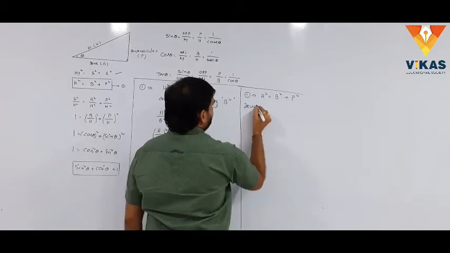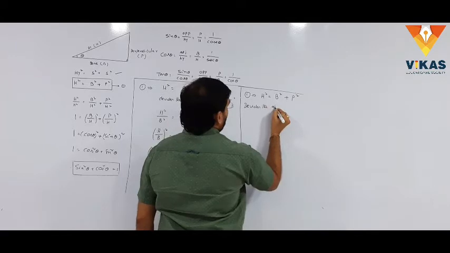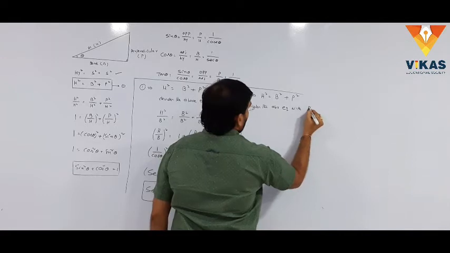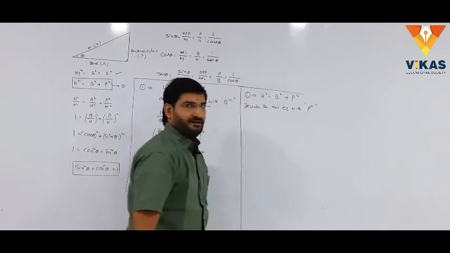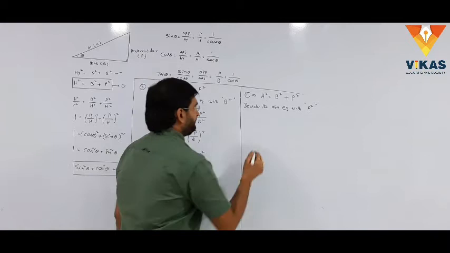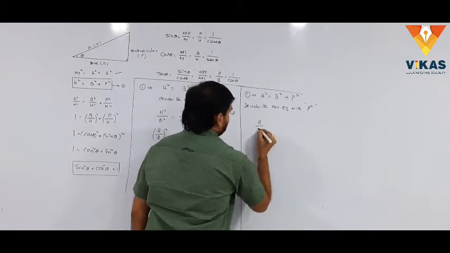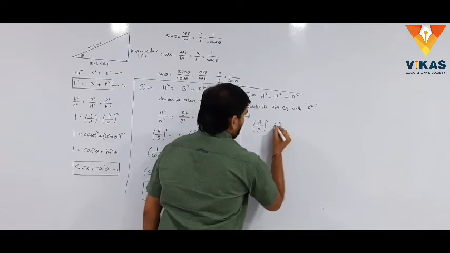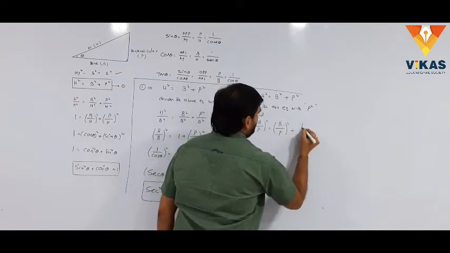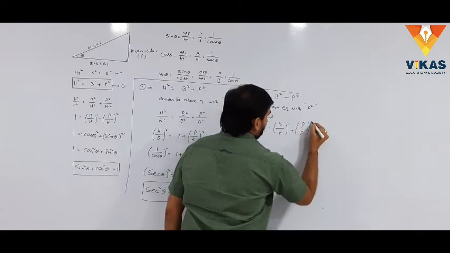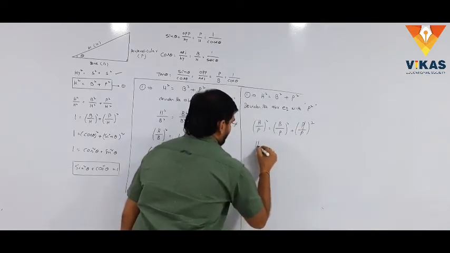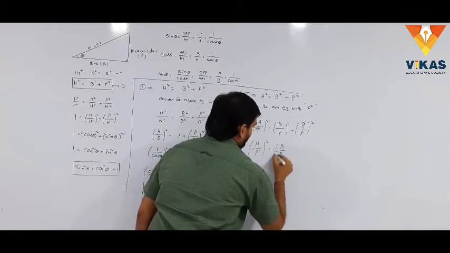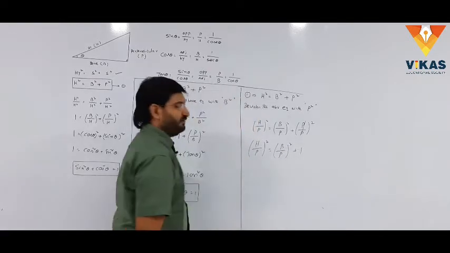Equation 1 implies h square equal to b square plus p square is the relation. Divide the above equation with p square. Simply this is h by p whole square equal to b by p whole square plus p by p whole square, they will cancel. Therefore h by p whole square equal to b by p whole square plus 1.